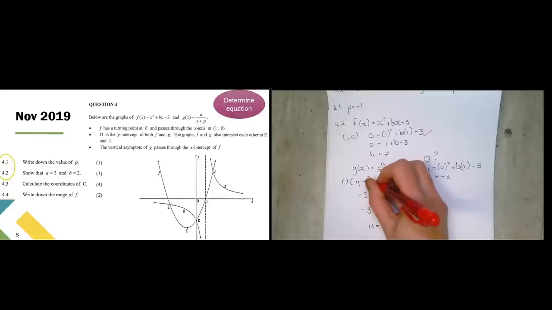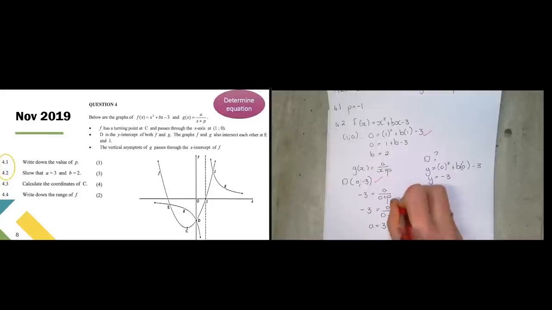The next mark was for calculating the y coordinate of 0, negative 3. And then for substituting into the hyperbola formula, once again, not giving a mark for a equals 3 because that is already on the question paper.